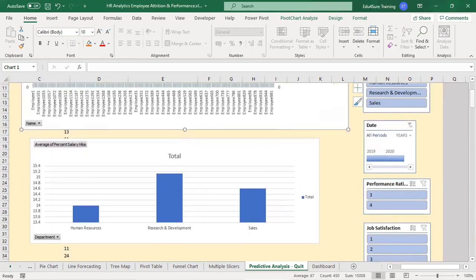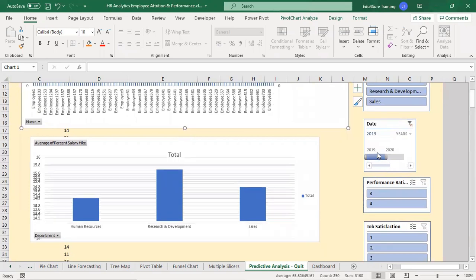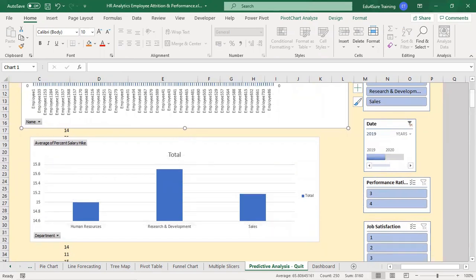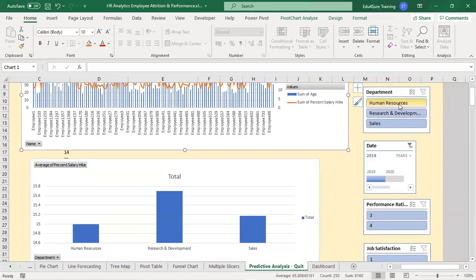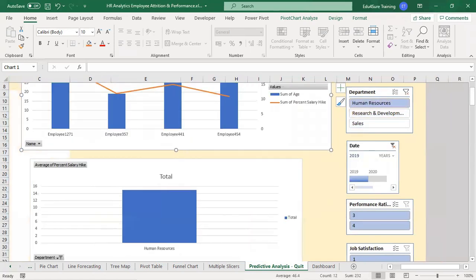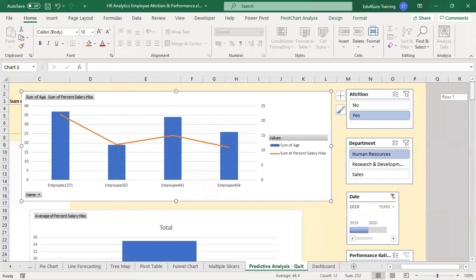So now how do we study? For example, select the year 2019. And one last thing, I have connected all the slicers and the timeline with both the graphs. Okay. Now I have selected year 2019. The attrition slicer will remain yes throughout the analysis. Do not change it. And take the department HR. So basically, we would be studying the HR department first.